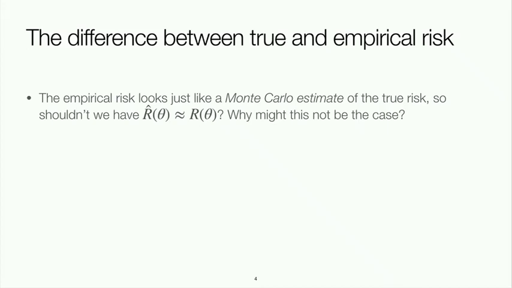So it looks a whole lot like the empirical risk is just the Monte Carlo estimate of the true risk. If that were the case, then shouldn't we have that the empirical risk is a pretty good approximation of the true risk, that these two things are approximately equal? And if that's not the case, then why might this not be the case? Anybody have any ideas?